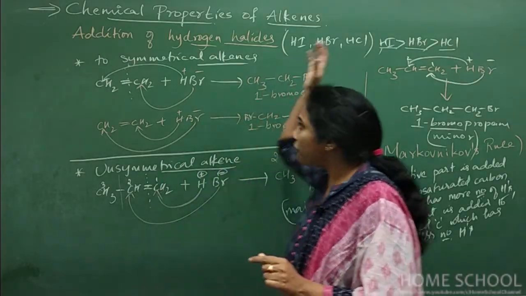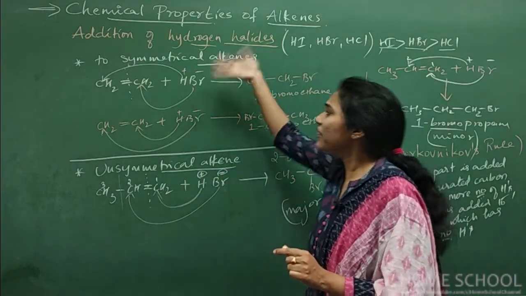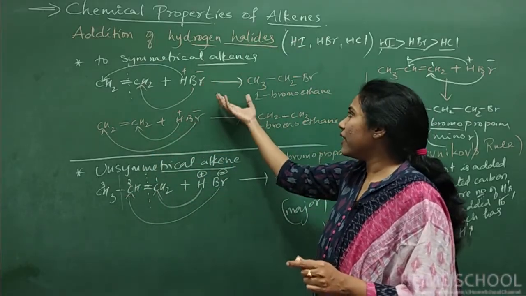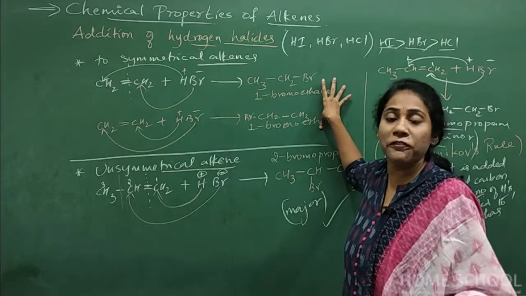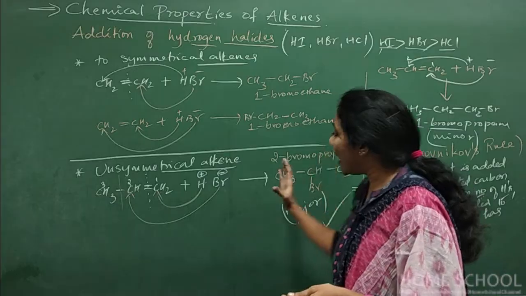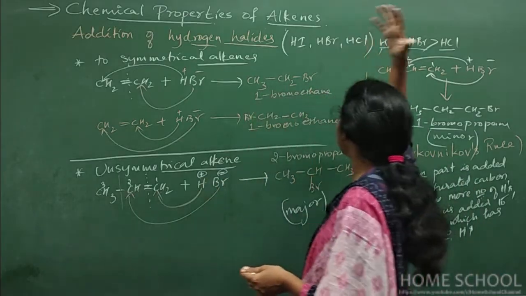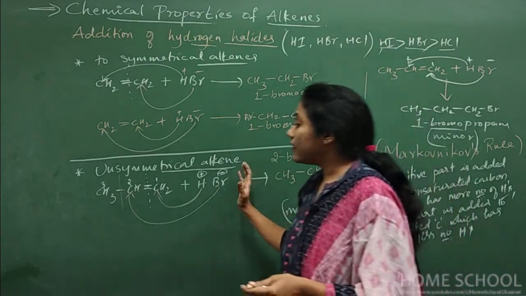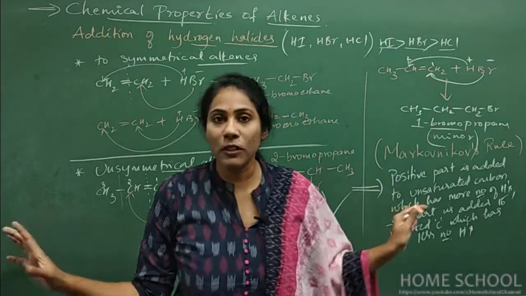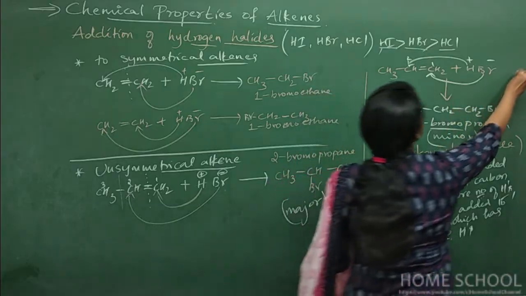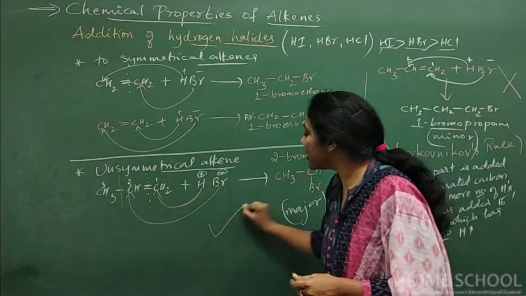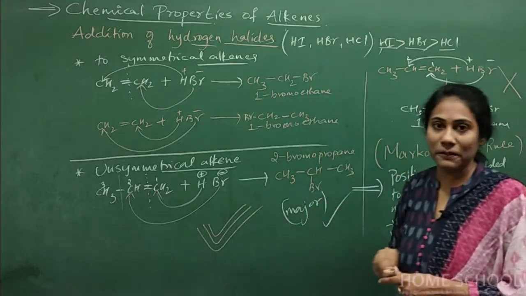If it was a symmetrical alkene, whichever way you add, positive part or negative part to whichever carbon, you get the same product. There's no difference. But for the unsymmetrical alkene, addition of HBr or HI or HCl is always followed according to Markovnikov's rule. So you should not do this kind of addition. You should always do this kind of addition.